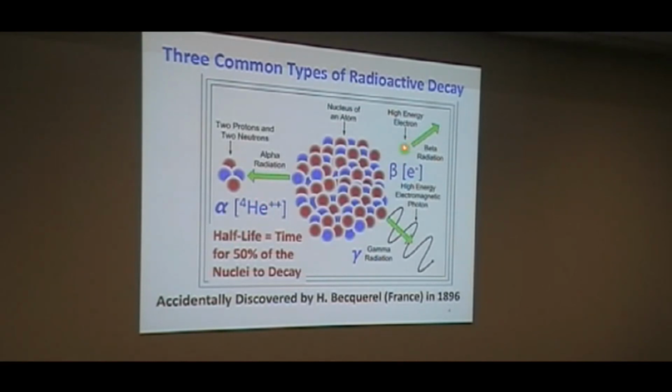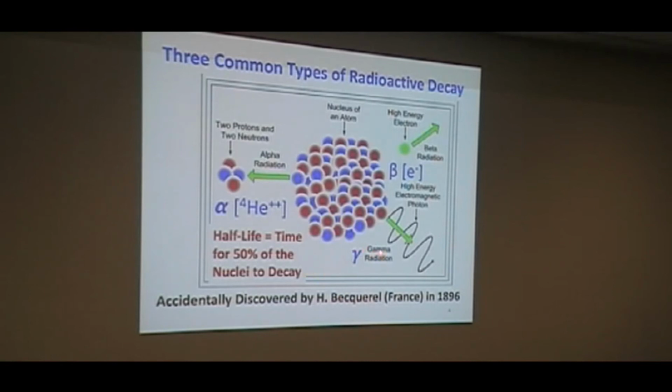Another way it can decay is to emit an electron, where I took the example of tritium, where one of the neutrons converts into a proton and throws out an electron, and that's a beta particle. And the third way that you can have radioactive decay is through high energy electromagnetic photons. Photons have zero mass, but they're light. And I will give a slide a little further back to explain in context what that is.